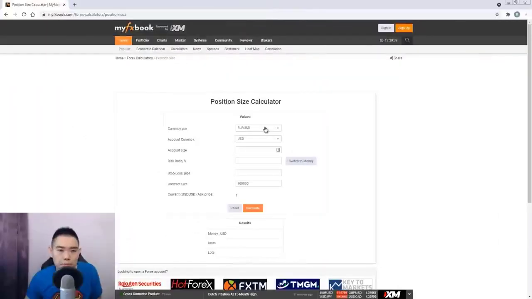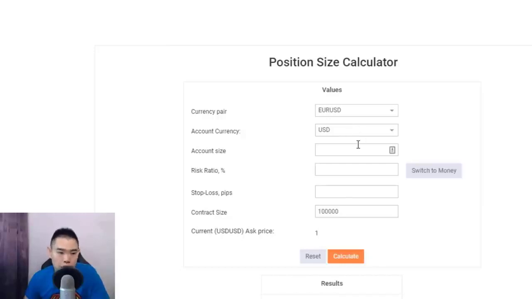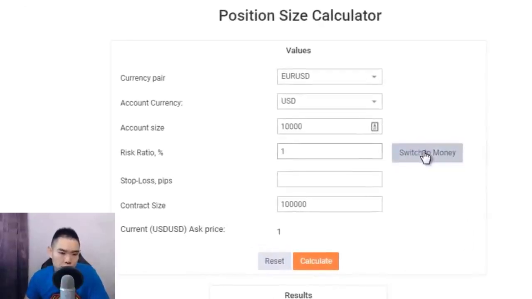So you can Google position sizing calculator, and this is one that I've found. You can use it. It's free. So let's say you're trading Euro USD again. Your account currency, let's say, is in US dollars. Your account size is like what I shared earlier, $10,000. And your risk on each trade, let's say, is 1%. In this case, you can even switch to dollar terms. Let's say you want to risk $100, which is also 1%. That is fine as well.